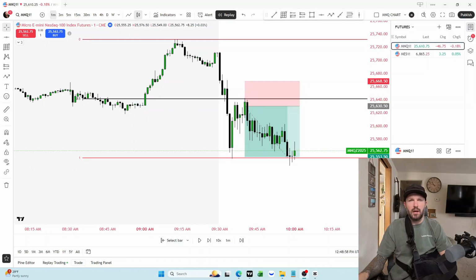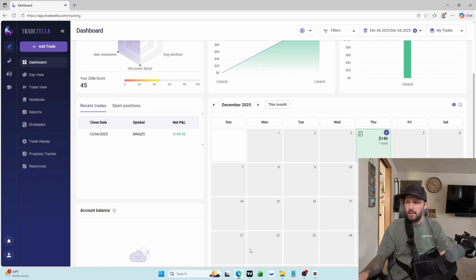Alrighty, let's go ahead and hop over to TradeZella and take a look over there. This is today, $150 green day, one trade. I set a new rule for myself that I'm only allowed to do one trade a day because anything above that is not good for my psychology, and I start to make a bunch of mistakes and revenge trade and things like that. So I'm sticking to one trade a day.